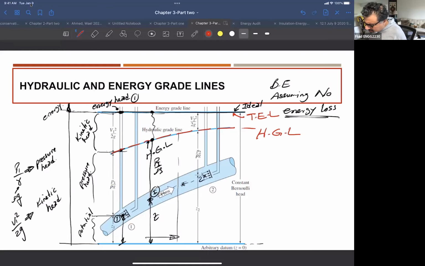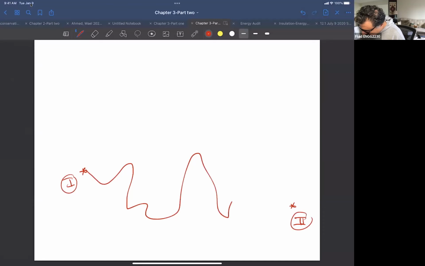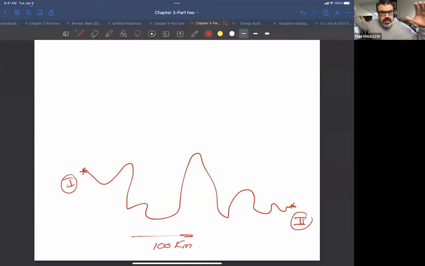Okay, so you can imagine with me, let's think about something like this. I have a point here, this is point 1, and this is point 2. Imagine I have a pipeline like this. I'm just exaggerating here, but this is 100 kilometers, right? You might see some of this pipe go up, some go down, depending on the topography of the land itself, right? So you might see huge variation in the elevation of the pipe.